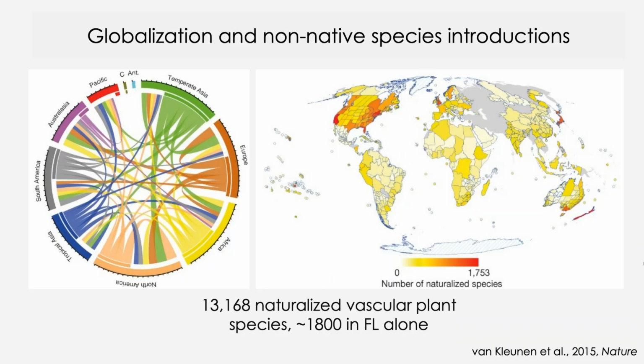And so at this point, we have more than 13,000 naturalized vascular plant species around the world. This is a really nice paper by Mark van Kleunen's group and others in 2015 in Nature, showing both the routes of introduction, which regions contributed and which regions received these non-native species, and then the hotspots of where these species are concentrated. We have more than 1,800 in Florida alone. And of course, only a subset of these non-native species are invasive, but those that are can cause major impacts on biodiversity and ecosystem functions.